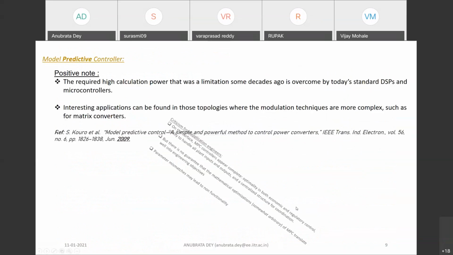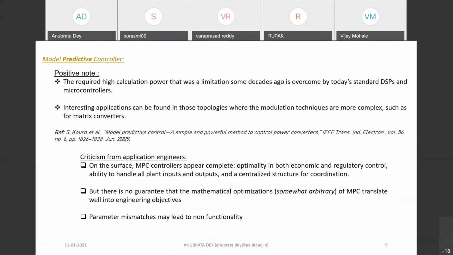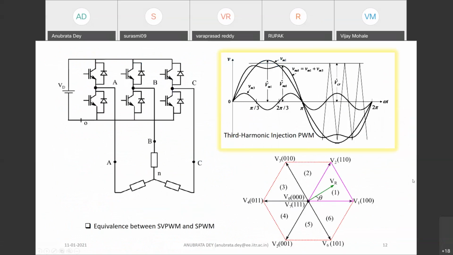Next, I'm coming to a different topic. This topic is about SGPWM and SPWM, and thereby I'll go next to how I am able to get a better DC bus utilization of any two-level inverter.